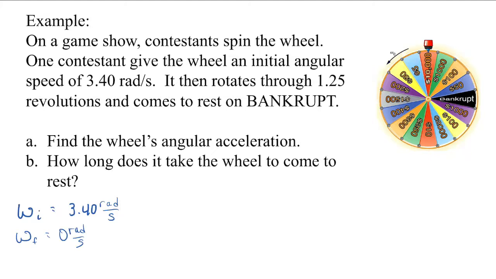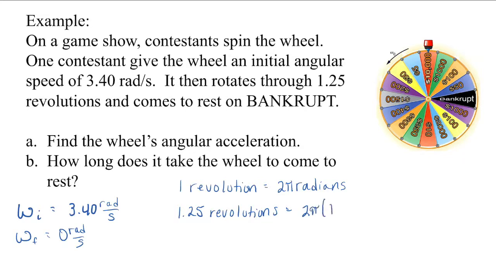So we need to use that because that's still telling us something, but it's not telling us in the way that we want it to. It can still help us figure out what our angular displacement is. Because remember, 1 revolution is equal to 2 pi radians. So if I want 1.25 revolutions, guess what I have to do to 2 pi? I need to take 2 pi and multiply it by 1.25. And that'll get me how many radians I have.